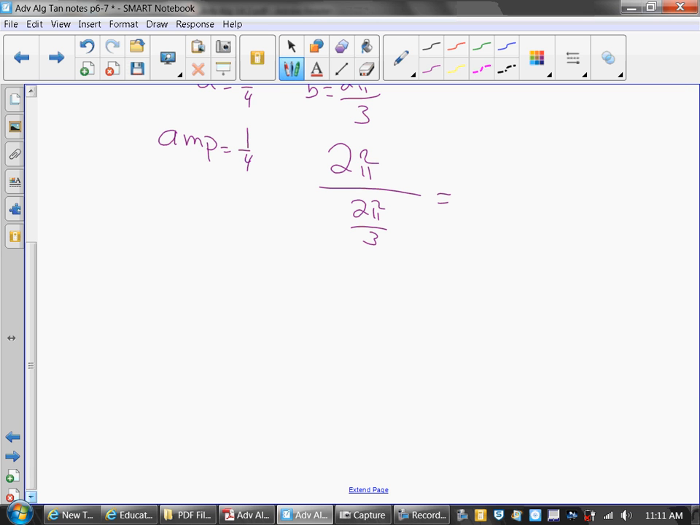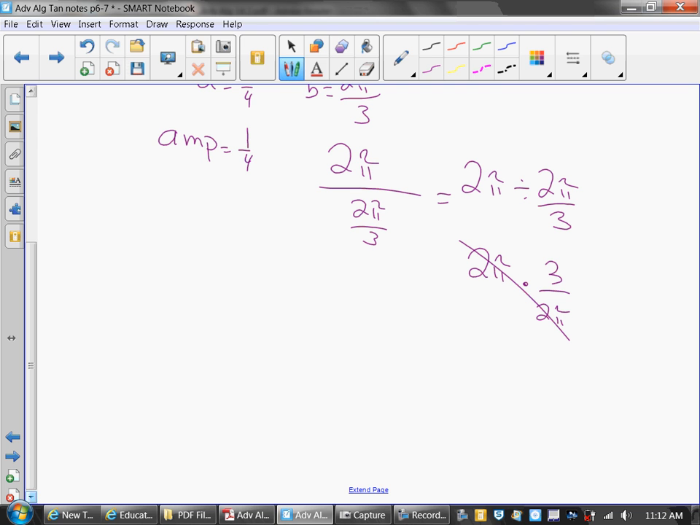Remember, this means the exact same thing as 2 pi divided by 2 pi over 3. Do you agree? When you are dividing by a fraction, you multiply by the reciprocal. We're not cross-multiplying, remember, there's no equal sign. You multiply by the reciprocal, so you get 2 pi times 3 over 2 pi. What's your period? 3. Is it okay to have 3 as a period? Does it matter that there's no pi involved?